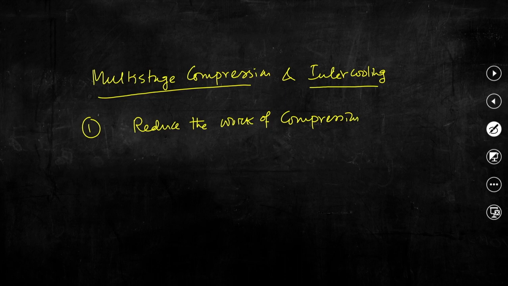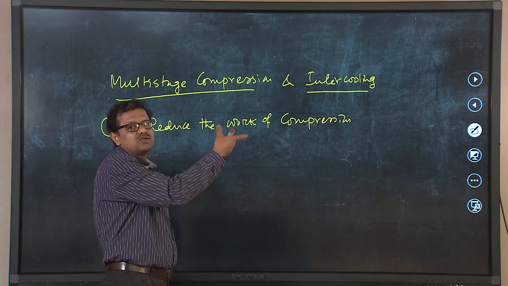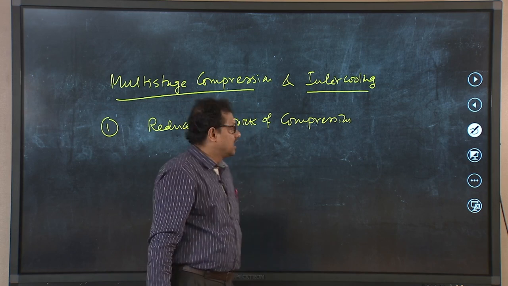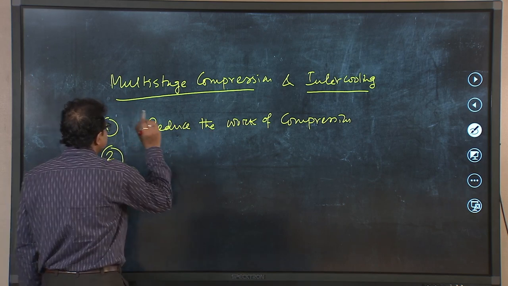Whatever points I am writing here are advantageous features, and these features will be very important to ensure when there is a compression process whose sole purpose is a substantial increase in pressure. Now, we can also increase that pressure using single stage compression, but if we do so to develop such a high pressure, then all these advantageous features will not be there. So the work of compression will be more, but if we use multistage compression, then multistaging reduces the work of compression.